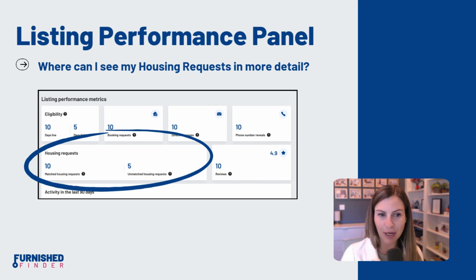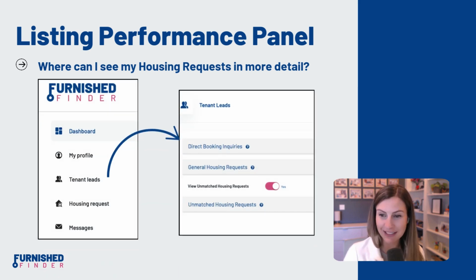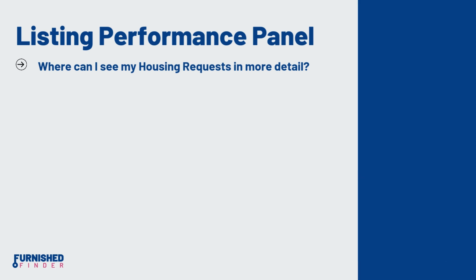Where can I see my housing requests in more detail? You can check your total housing requests in the listing performance panel, but for active leads, go to the tenant leads in your landlord dashboard.